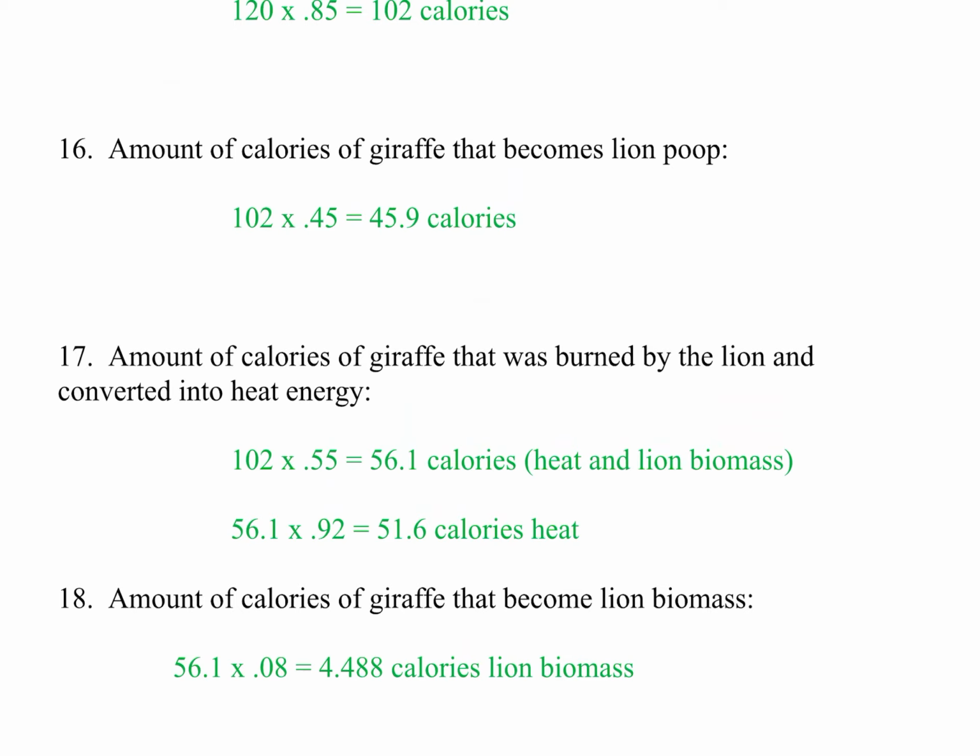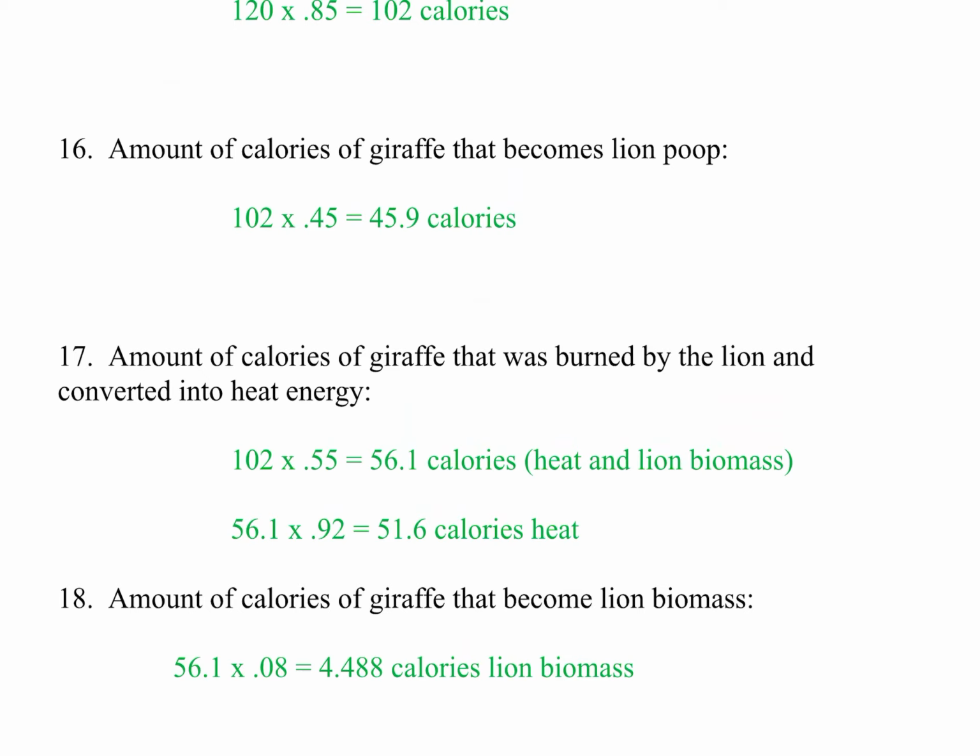And then the last two calculations, the amount of calories of giraffe that was burned by the lion and converted into heat energy. Well, I've got to figure out the assimilated amount first. So I took the amount eaten, 102 calories, multiplied that times the assimilation efficiency, in this case 55%, and it turns out 56.1 calories of the 102 calories eaten becomes heat and lion biomass combined. How much of the 56.1 is heat or lion, we don't know yet.